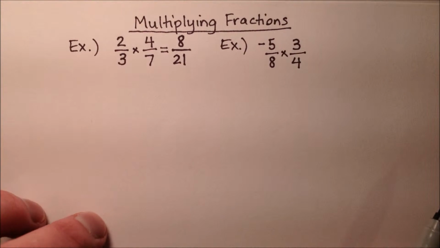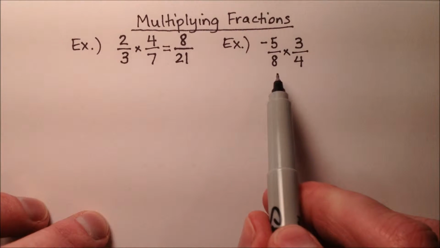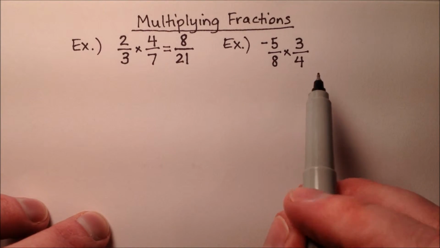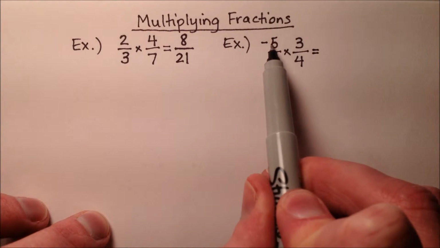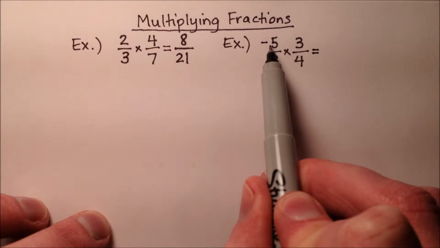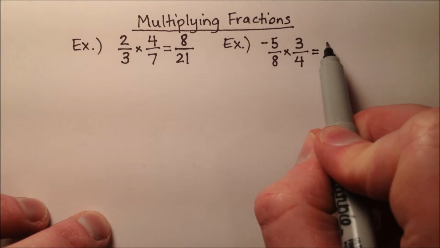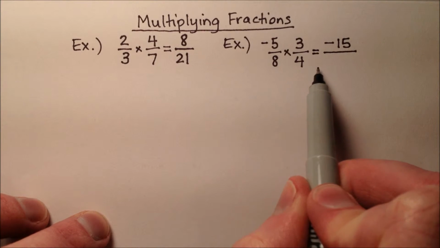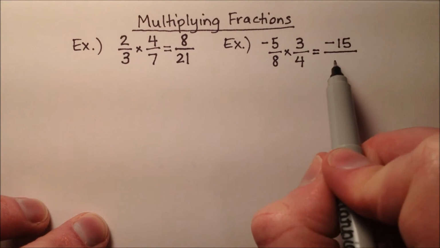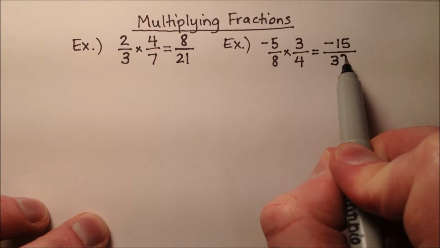In our second example, we have -5/8 times 3/4. Just like we did in the first problem, we're going to multiply across the top. -5 times 3 makes -15. And multiply across the bottom. 8 times 4 makes 32.